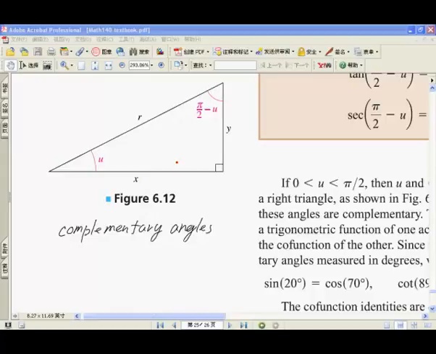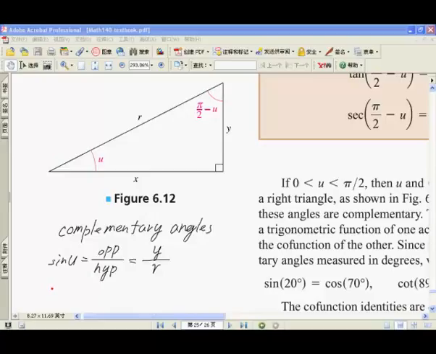And actually, you can also use the ratios of the sides of this right triangle to derive the cofunction identity. For example, you have the sine u, and this is equal to opposite over the hypotenuse, right? The opposite over the hypotenuse, and this is equal to y over r.